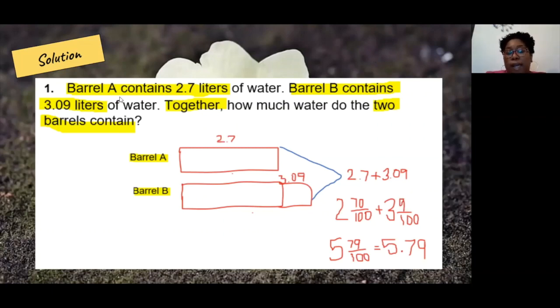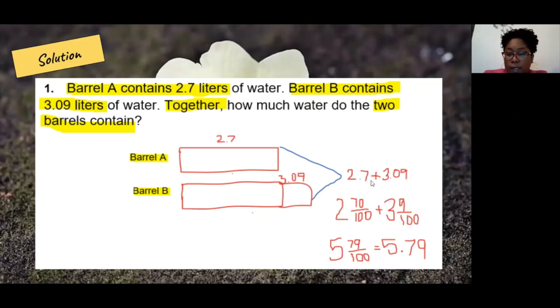Okay, here's the tape diagram for barrel A, which is 2 7/10. Barrel B, we started with the same length, but we know that barrel B's tape diagram is going to be a little longer, because it's 3 9/100 of a liter. So our question is, together, how much water do the two barrels contain? So we know together, we have to kind of join them. We're putting it together to see how much both of the barrels contain, okay?